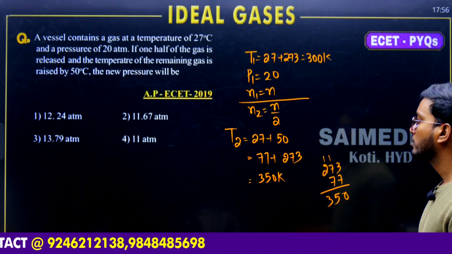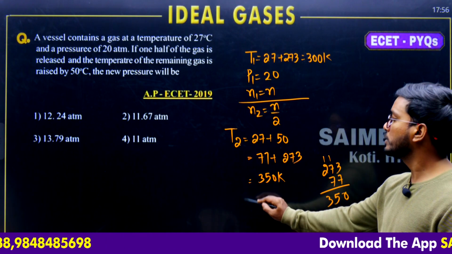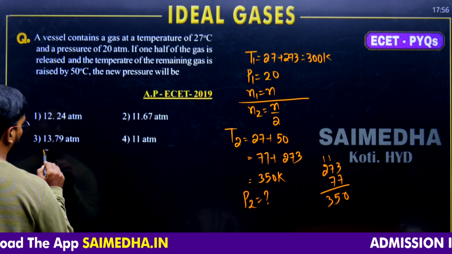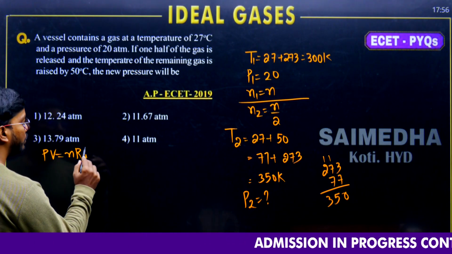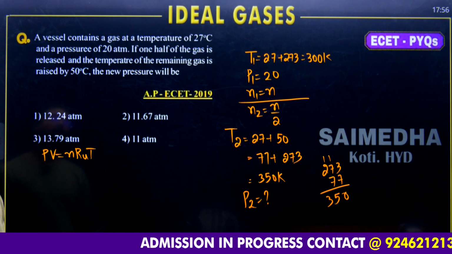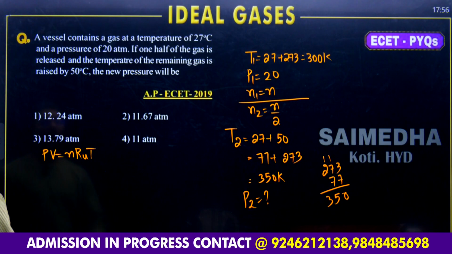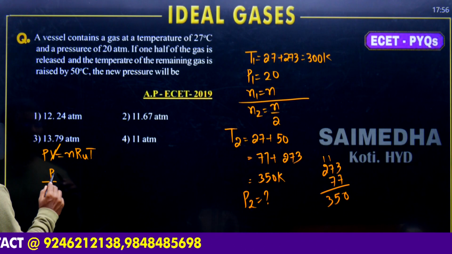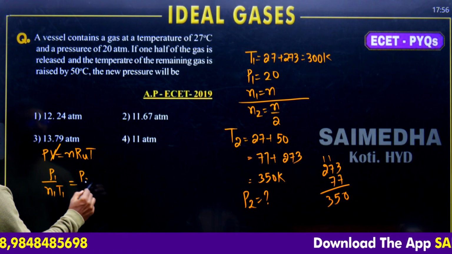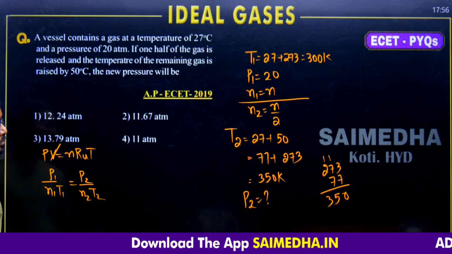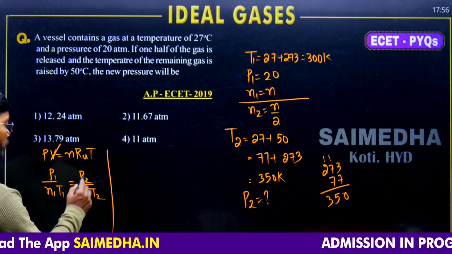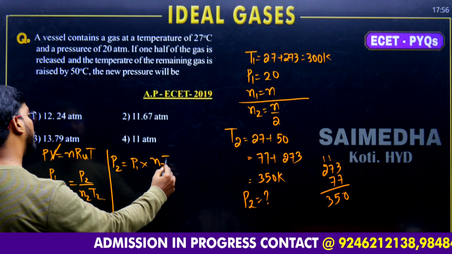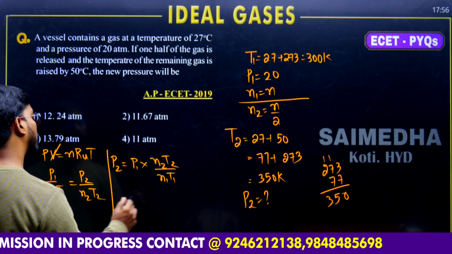Now, the new pressure P2 is equal to what? We know the formula PV is equal to nRT. Assuming the vessel has constant volume, the formula becomes P by nT, P1 by N1 T1 is equal to P2 by N2 T2. The asked question is P2, so make the formula for P2 now: P2 is equal to P1 into N2 T2 divided by N1 T1.